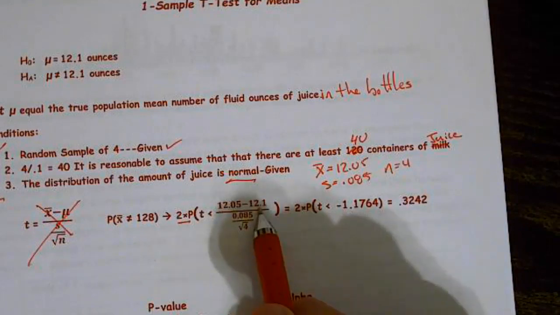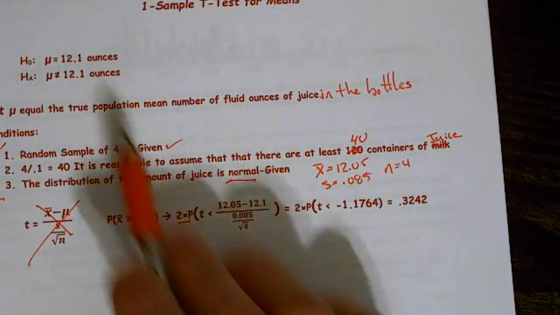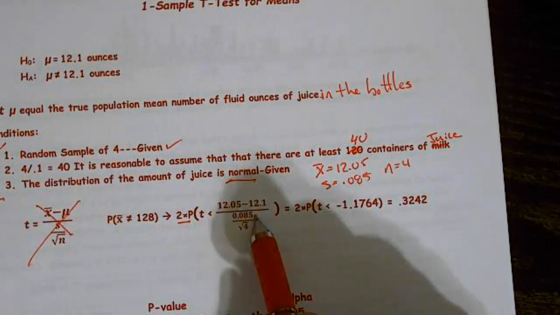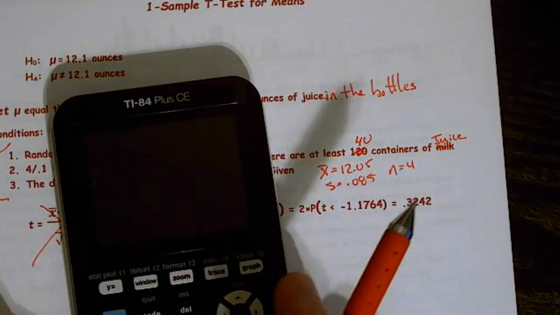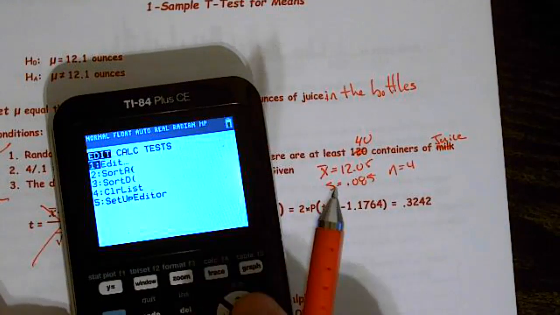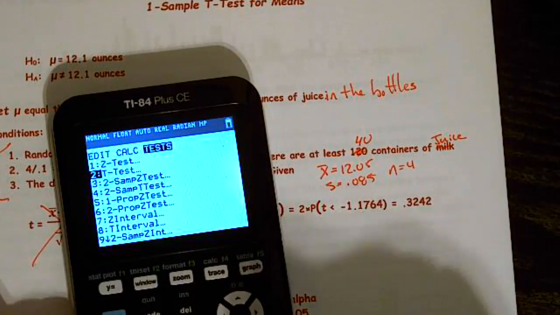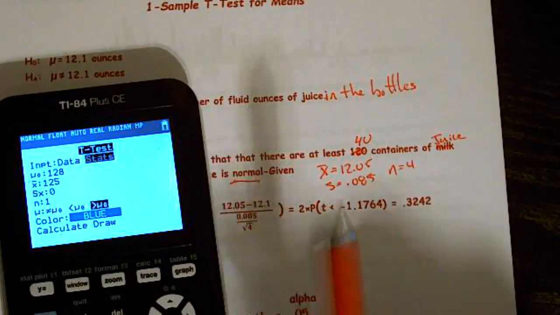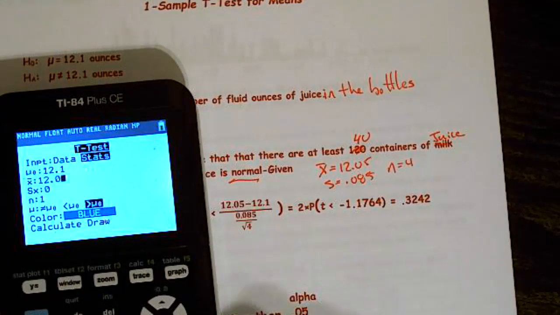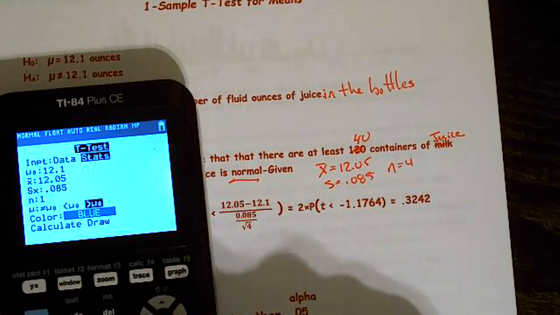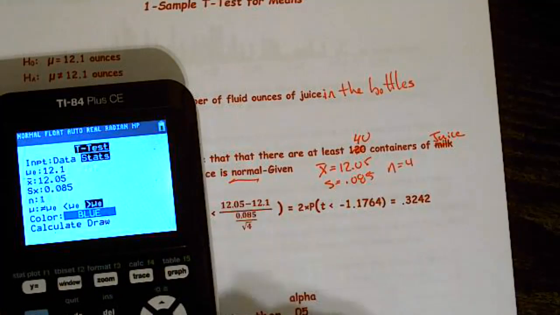12.05 minus, this is the claim, 12.1. Our sample standard deviation, our sample size is 4. So once again, we're going to do a stat test, a t-test. In this case, our mean is 12.1, our sample mean is 12.05, our sample standard deviation is 0.085, and our sample size is 4.